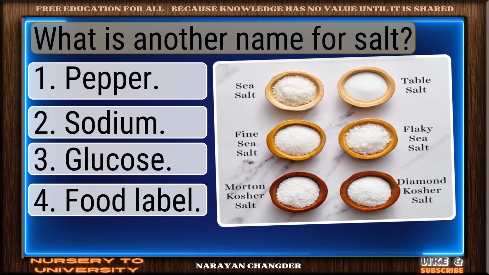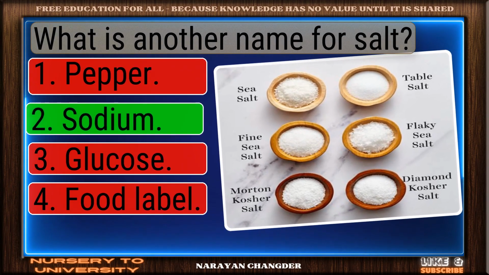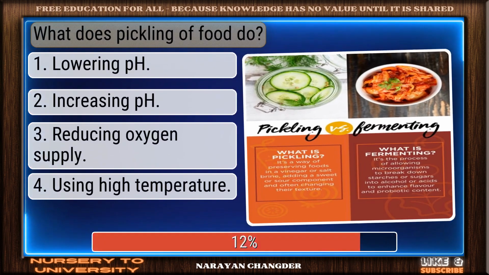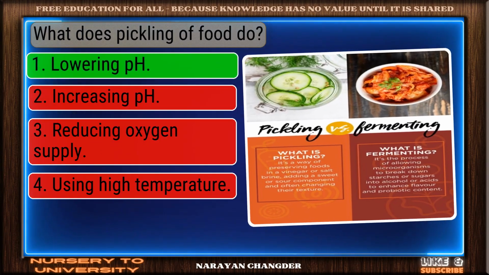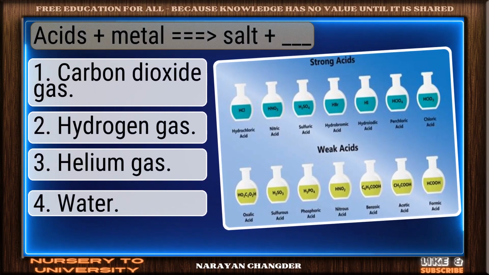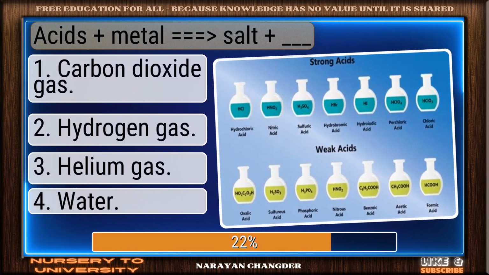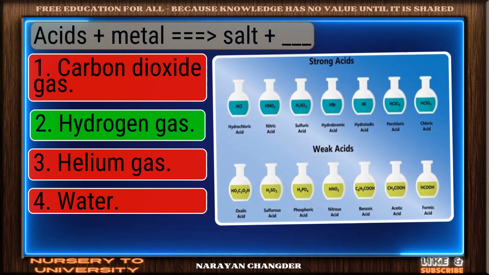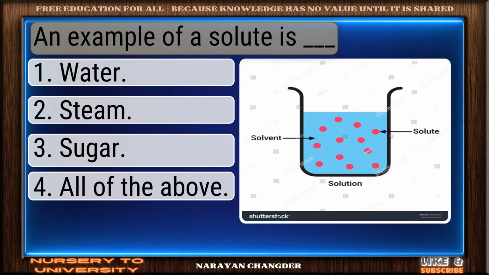What is another name for salt? Valid point. Sodium is true. What does pickling of food do? You're right. Lowering pH is the correct answer. Acids plus metal equal to salt plus dash. Nice selection. Hydrogen gas is the correct and valid answer.